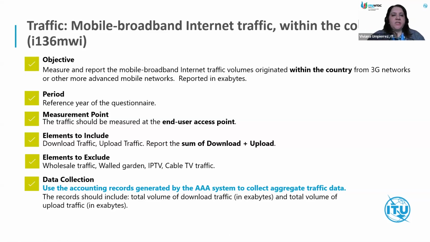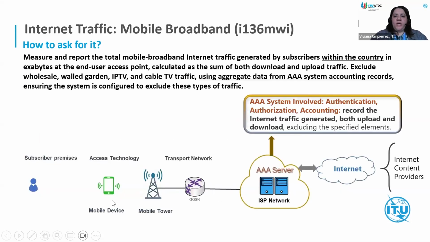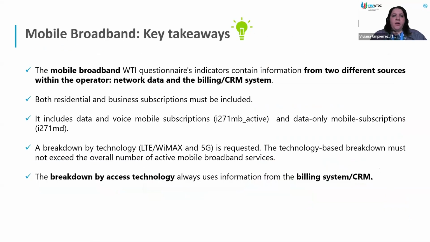Same period of reference, end user access point. We ask for the total of download and upload traffic. Traffic to exclude, have this in mind, is to avoid duplication of traffic. And also the way that we can get it is the same. We ask at the customer border between the transport network and the ISP network. With this equipment, they have the information.